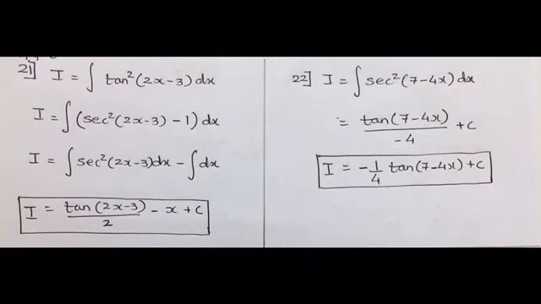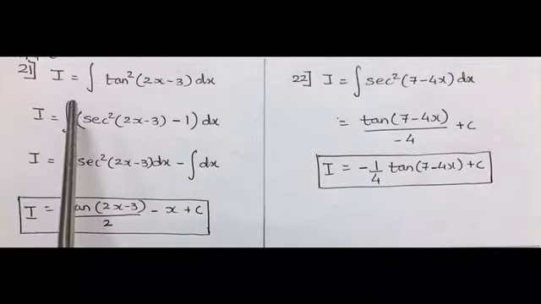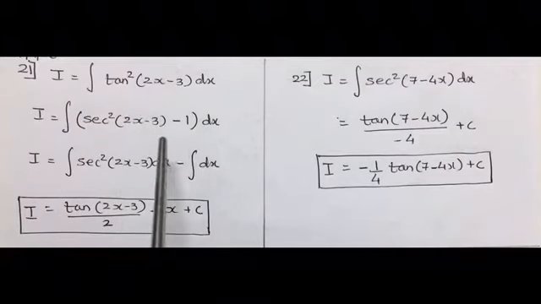Chapter 7, Exercise 7.2, Question number 21, the method of substitution. Now, the 21st example is I equals the integration of tan square 2x minus 3 dx.